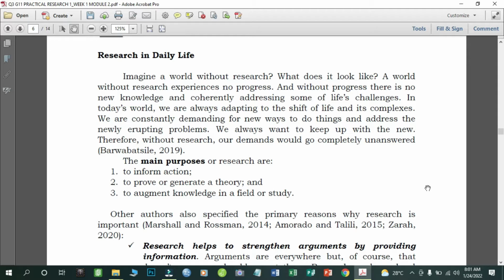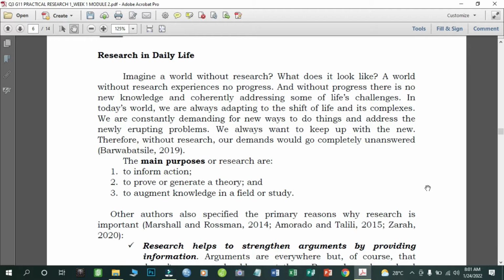We are able to somehow go back to our normal life. We can now go to work, or we can have some partial face-to-face classes in the future, because we already have this vaccine. This vaccine is a product of research. That's why you can see now the importance of research in our daily life.